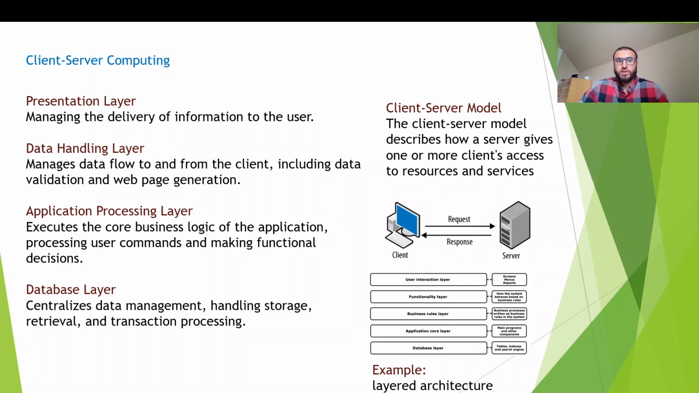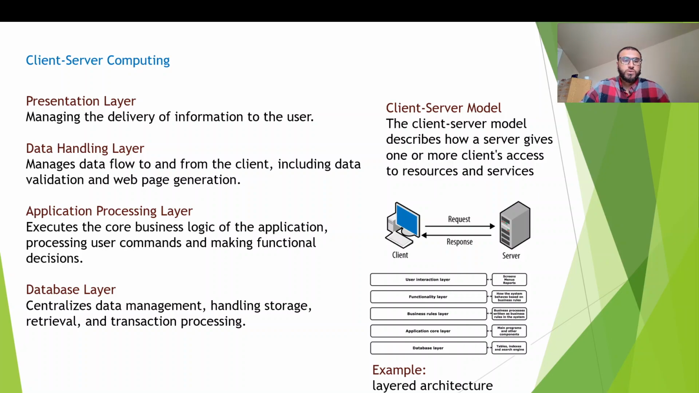In client server computing, it is good to understand that it comes in four different layers. The first one is the presentation layer, which manages how the information is actually delivered to the client. Then the data handling layer, which manages data flow to and from the client, including data validation and web page generation. And the application processing layer executes the core business logic of the application, making sure that the requests the user gives are processed and the server makes functional decisions.